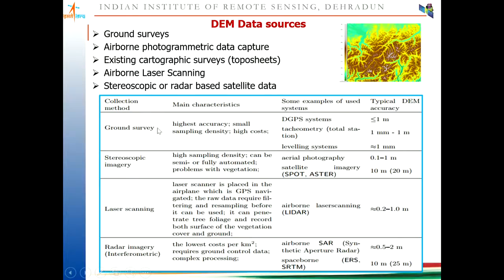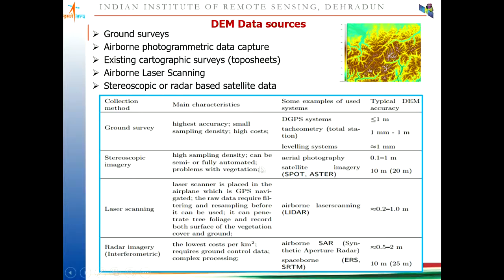If you see the accuracy, ground survey provides the highest accuracy. Even DGPS, differential GPS system, or leveling systems are used, and they give height accuracy from 1 millimeter to 1 meter. Even the leveling systems generate height information with accuracy of 1 millimeter.